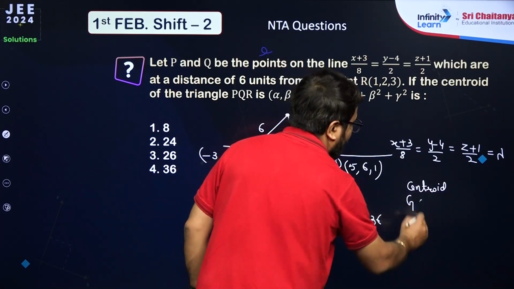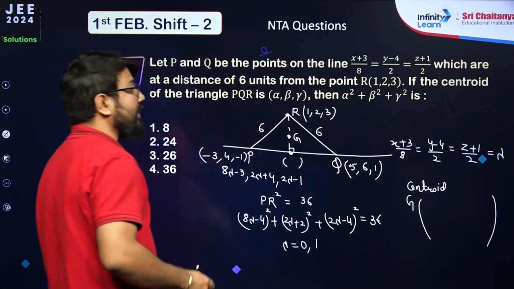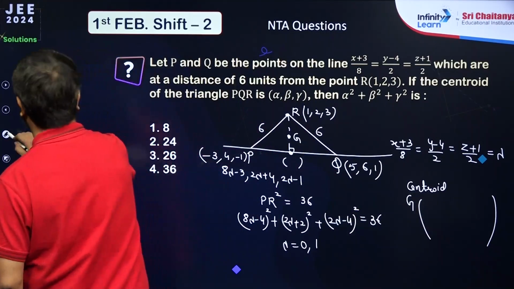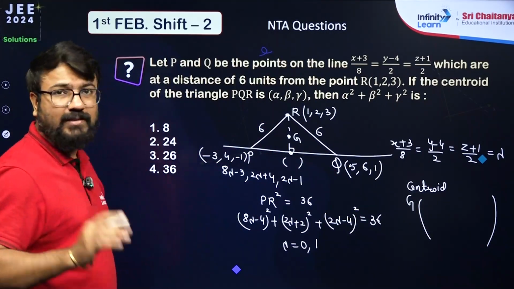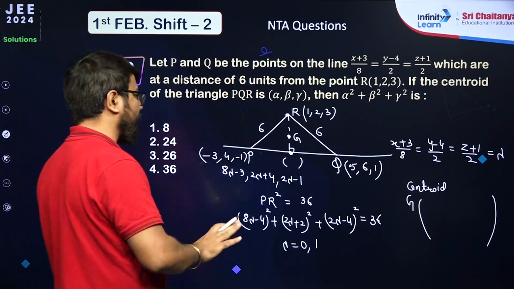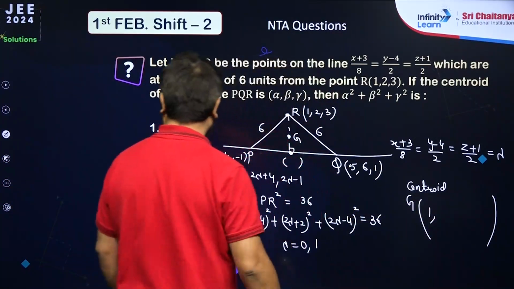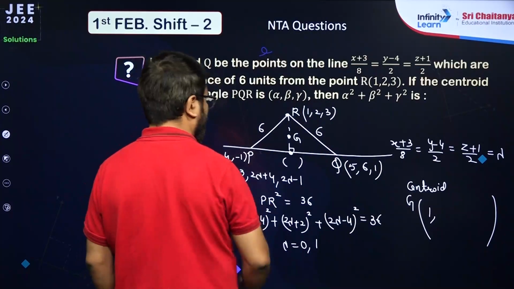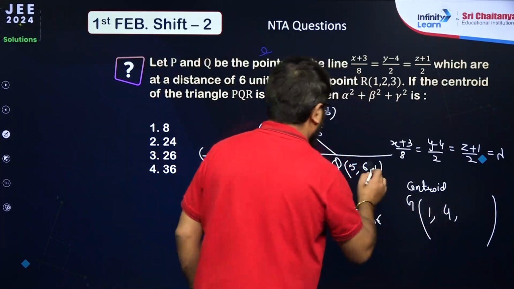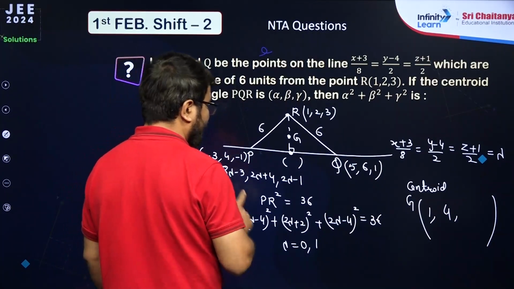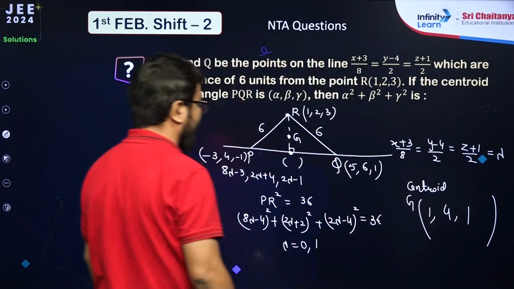Do you know what is the formula for the centroid? x1 plus x2 plus x3 over 3, y1 plus y2 plus y3 upon 3, z1 plus z2 plus z3 upon 3. This we need to do, okay. So that will become 1. And next will become 5, 8 plus 4, 12 upon 3, 4. And 1 plus 3, 4, 4 and minus 1. That will become 3 upon 3. So 1, 4, 1 we are getting here, okay.